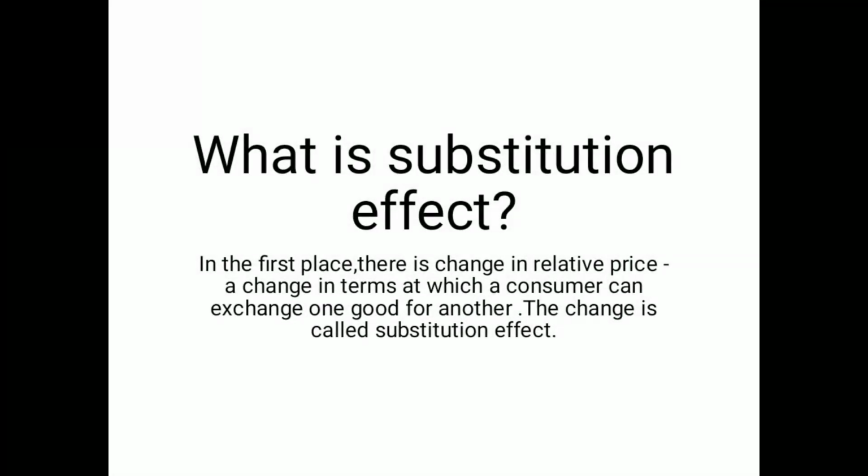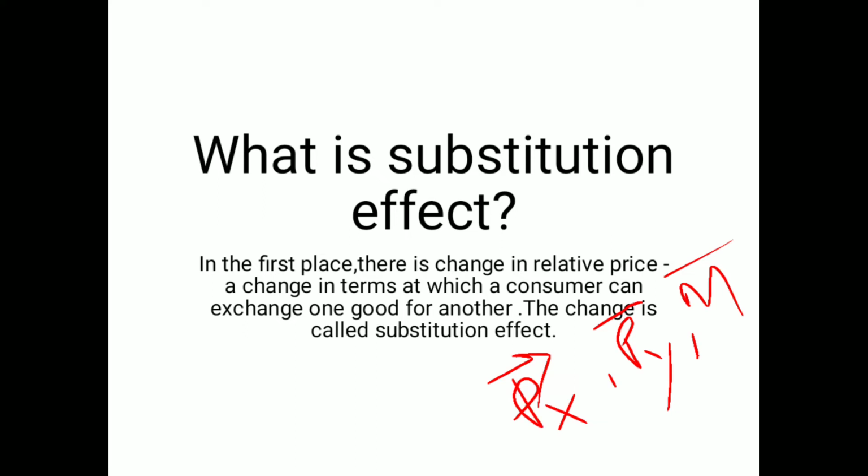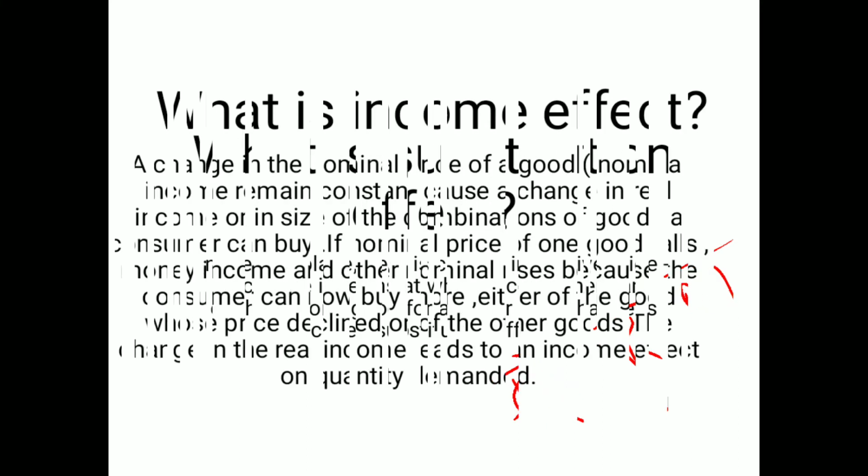After that, we will discuss the substitution effect. Substitution effect is measured when there is a change in the relative price of the commodity. Here the price of the commodity X changes, keeping the other things constant, the price of commodity Y is constant, and the money income is also constant. Basically, substitution effect is measured by the change in the relative price of the commodity.